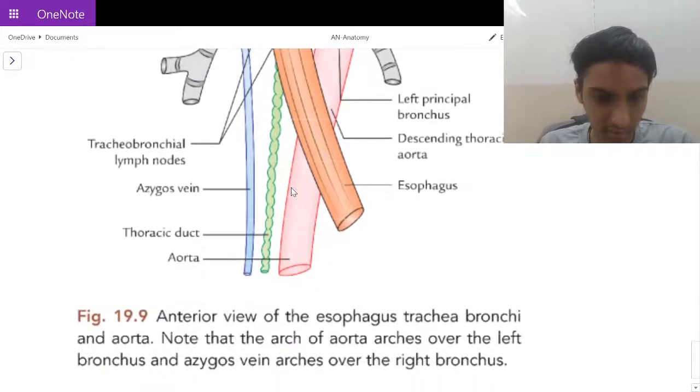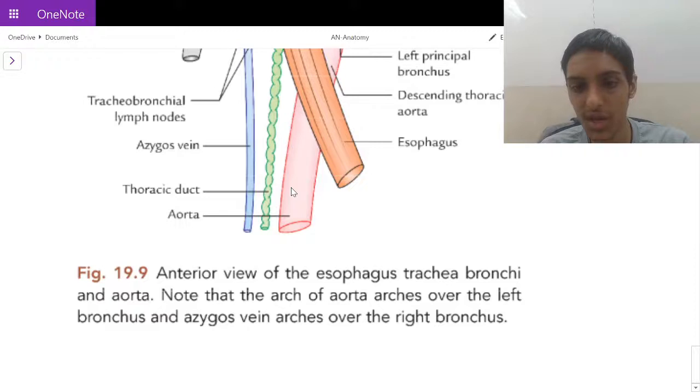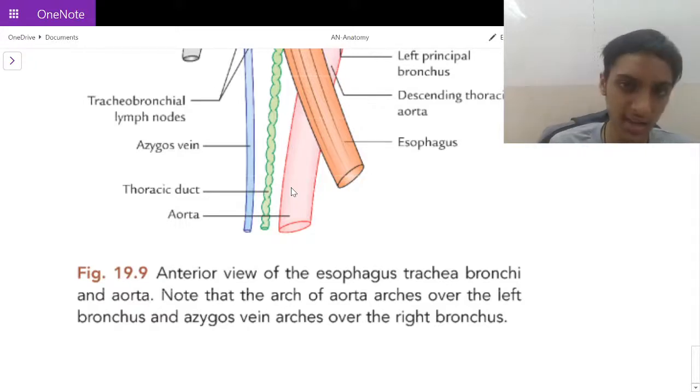That's it. So that brings us to the end of the video. This is all about the mediastinum.